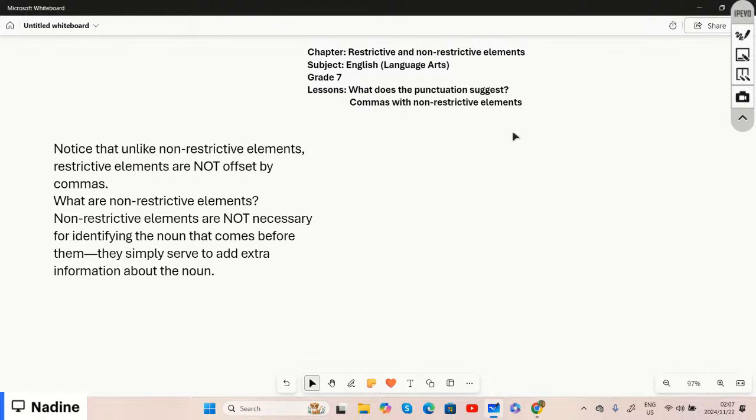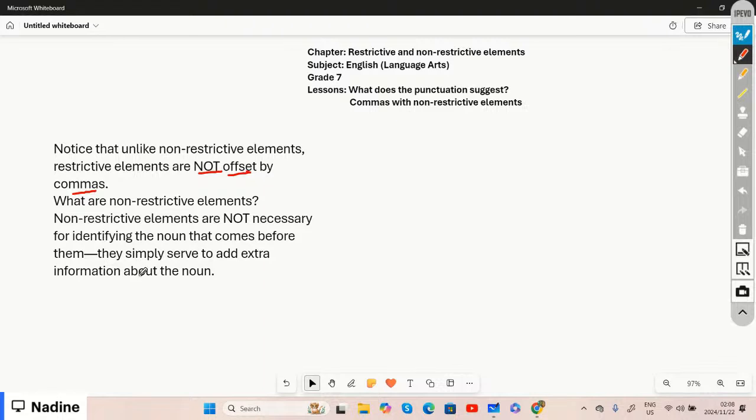All right. So when it comes to our restrictive and non-restrictive elements, you notice that unlike non-restrictive elements, restrictive elements are not offset by commas. So we notice that restrictive elements are not offset by commas.